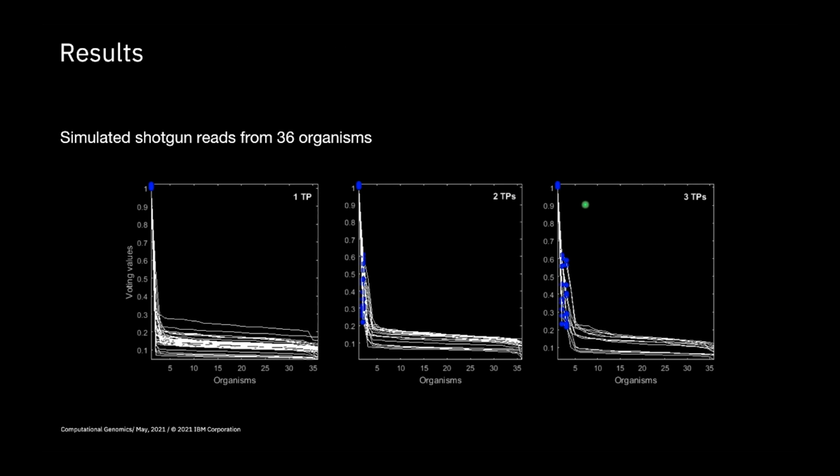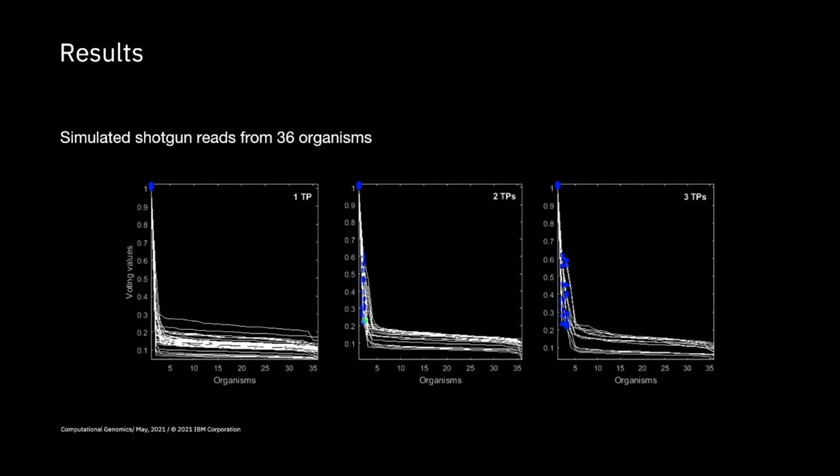So in these results, these are simulated shotgun reads from 36 organisms. Shotgun reads means pretty much the idea that I mentioned before, that you have a bunch of reads that are sort of subsampled from these genomes, and ideally you would like everything to be concentrated close to the upper left corner. We see that when we have one true positive, this method gets it, and where there are two true positives, it sort of gets it.